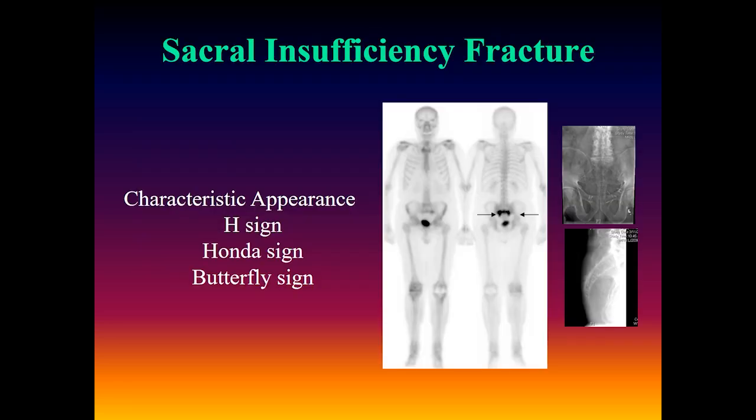This is an example of a sacral insufficiency fracture. It's sometimes described as the H sign or the Honda sign or the butterfly sign. Remember that you do not need to elicit an antecedent history of trauma. All it takes is for an osteoporotic patient to sit down a bit too abruptly on a hard surface, and that individual can go on and develop one of these sacral insufficiency fractures.